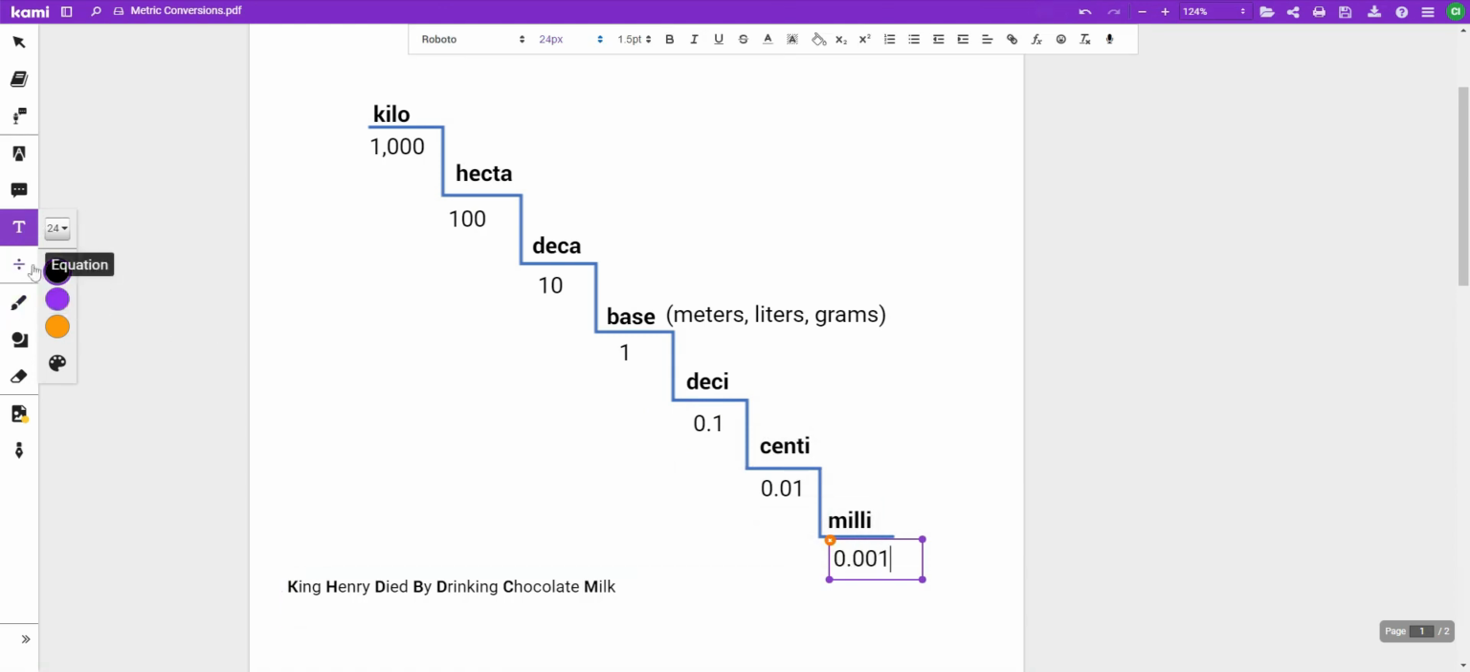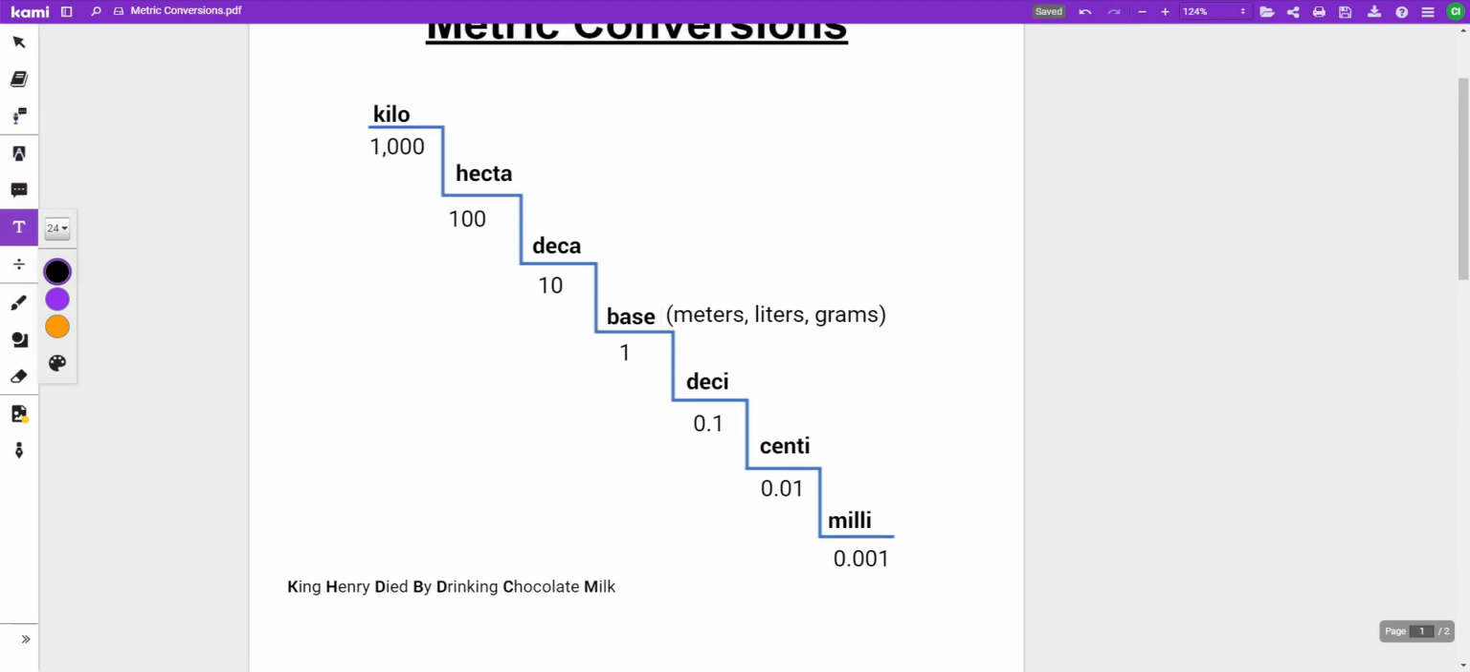So as we're going down the metric staircase, we're dividing by 10. As we go up the metric staircase, we're multiplying by 10. So metric units are based on units of 10. Now, what does a metric staircase have to do with converting between these units? Well, this is just an easy way to show you how to do that, okay?